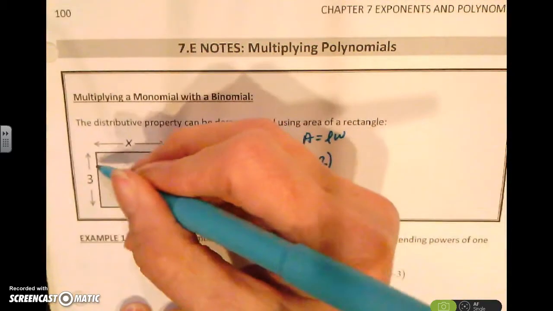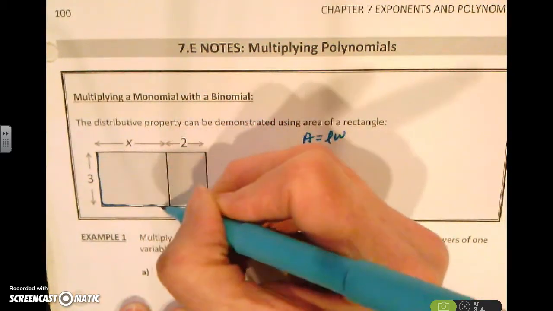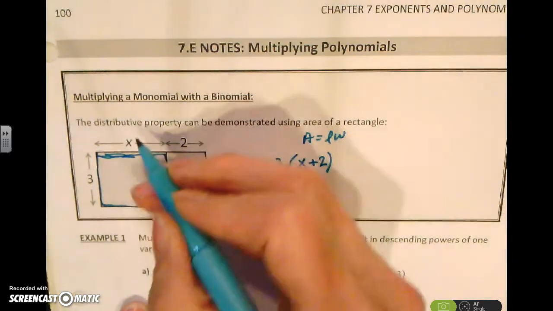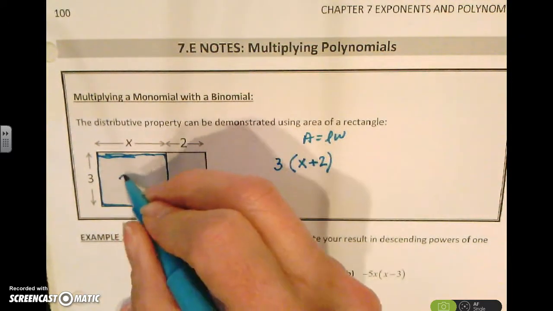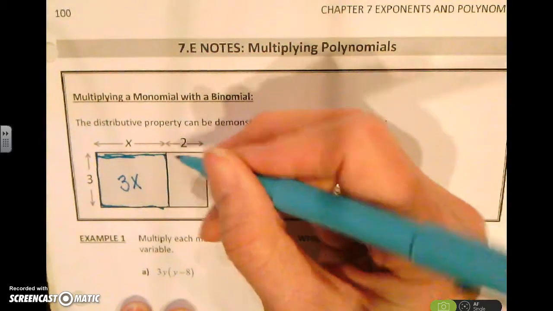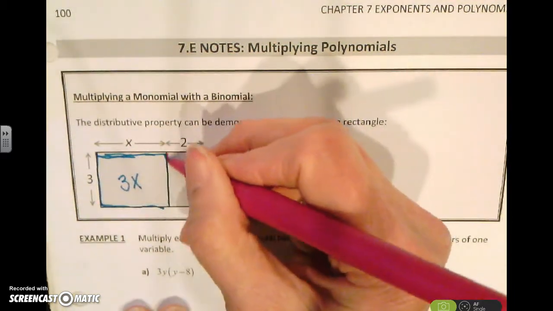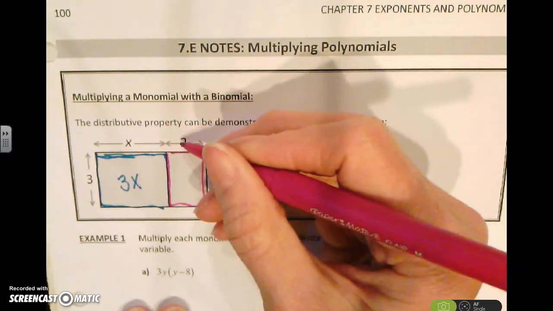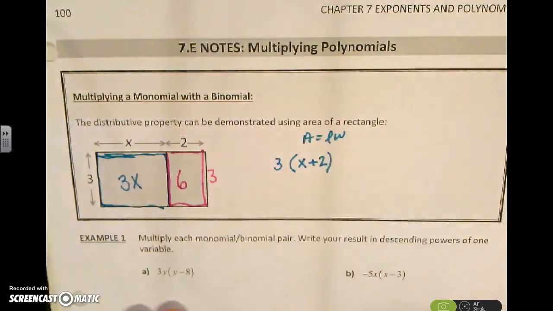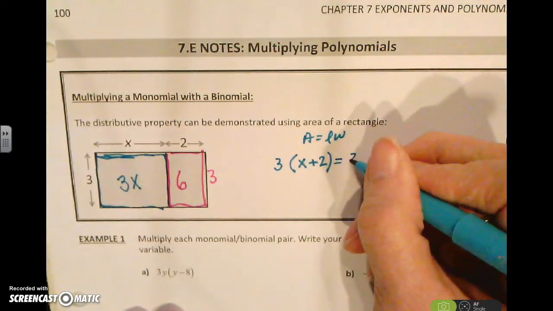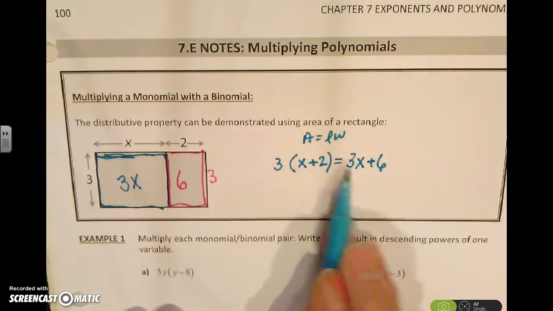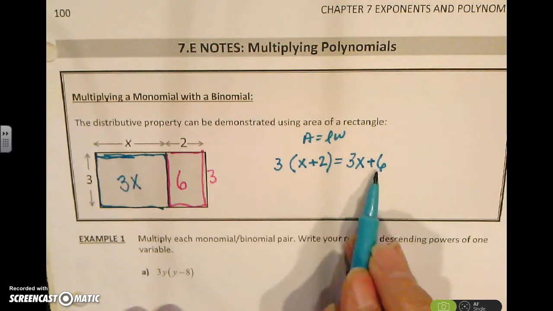So now what we're going to do is think about it in terms of the smaller rectangles. So here, when I talk about the area of this one, I have x times 3, which is going to be 3x. And then when I talk about the area of the one on the right side, this is still a 3 over here, the area is going to be 2 times 3, which is 6. So you can see then if we add those two areas together, it would be represented by 3x plus 6. So you can see our distributive property, 3 times x is 3x, and 3 times 2 is 6.